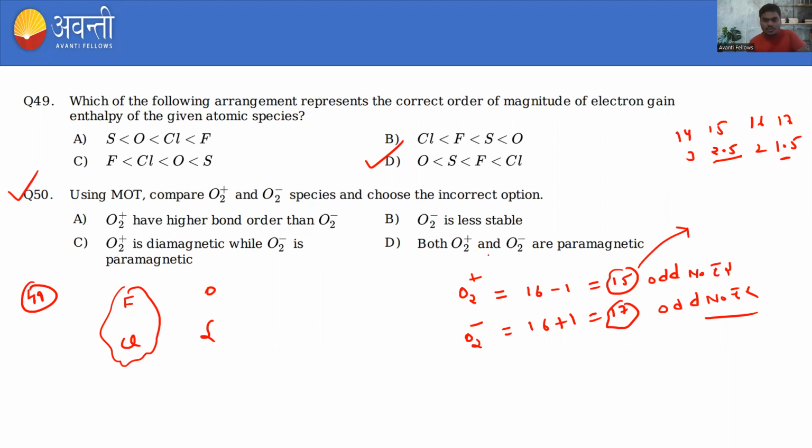Yes, correct. Both O2 plus and O2 negative are paramagnetic, because both have an odd number of electrons. So only option C is incorrect here, because it says O2 plus is diamagnetic. O2 plus has 15 electrons, an odd number of electrons. So why would this be diamagnetic? It's supposed to be paramagnetic, and it is paramagnetic. Therefore option C is the answer according to this question, because in this question you have to identify the incorrect option. So this is the only incorrect option.